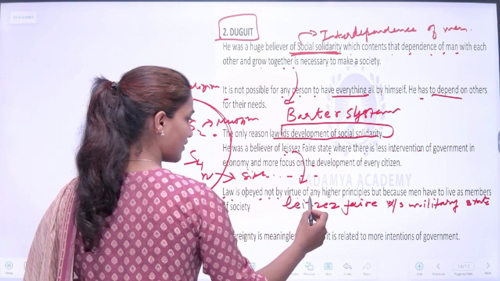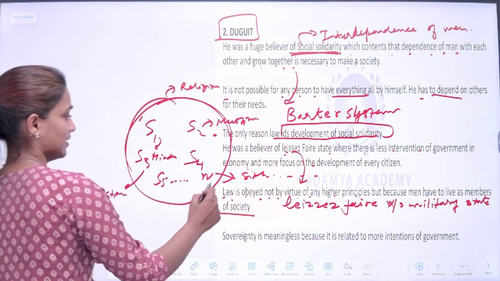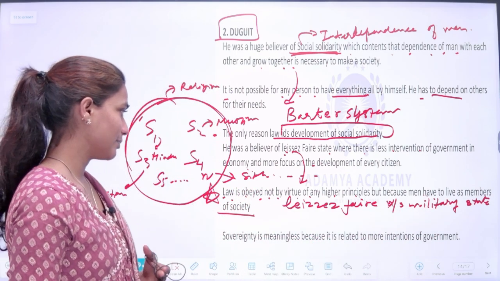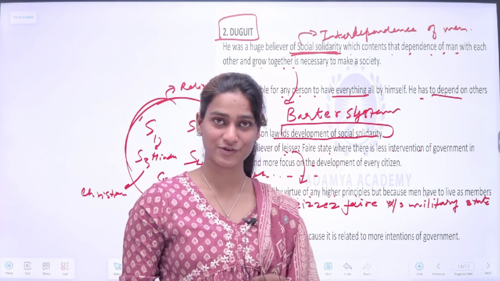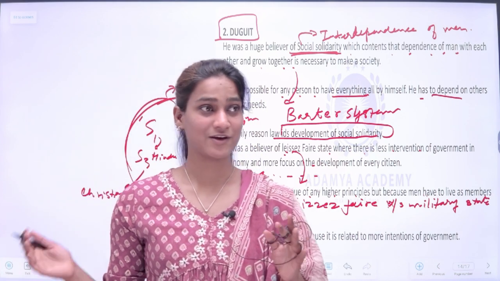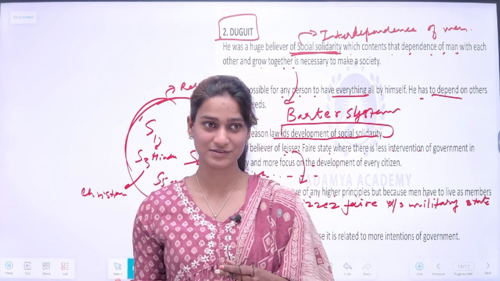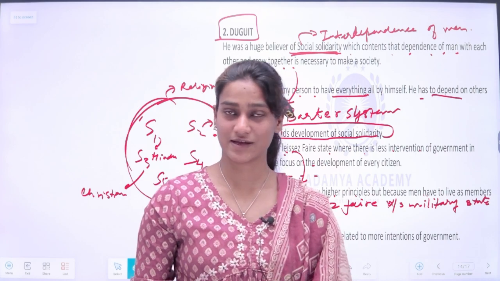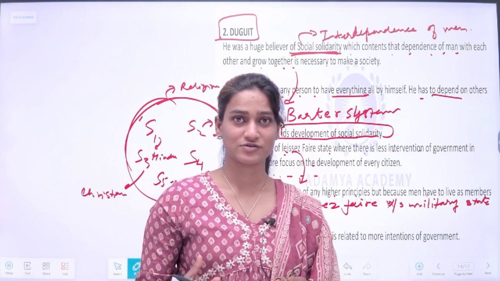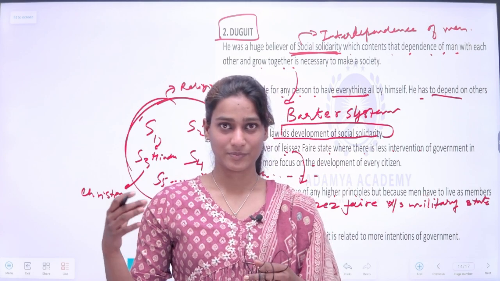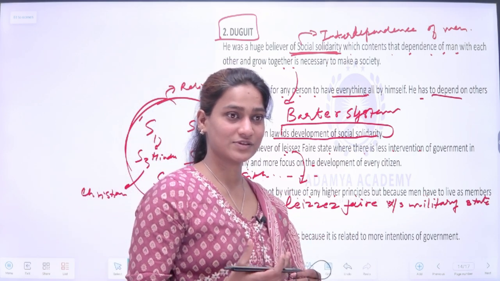Law is obeyed not by virtue of any higher principles, but because men have to live as members of society. This is a very famous and very practical point, that we do not follow law because we are supposed to follow, or because it has very high principles, or because some authority has told us to follow law. We follow law so that we are considered better members in the society. It means that the other people should consider us better, according to the conditions which are there in the society.